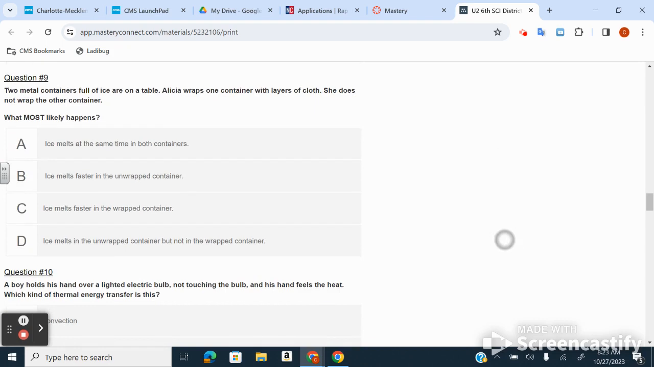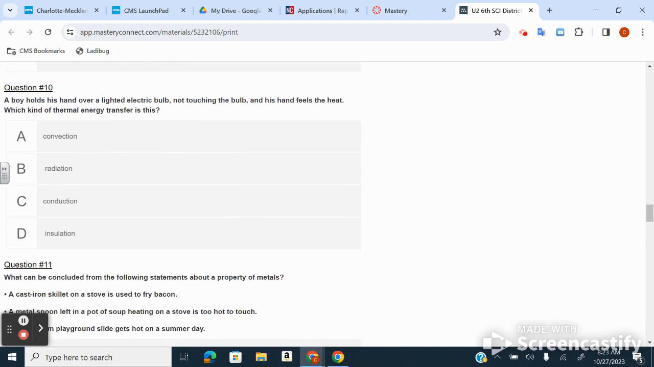Question number 9. 2 metal containers full of ice are on a table. Alicia wraps one container with layers of cloth. She does not wrap the other container. What most likely happens? A, ice melts at the same time in both containers. B, ice melts faster in the unwrapped container. C, ice melts faster in the wrapped container. D, ice melts in the unwrapped container, but not in the wrapped container.